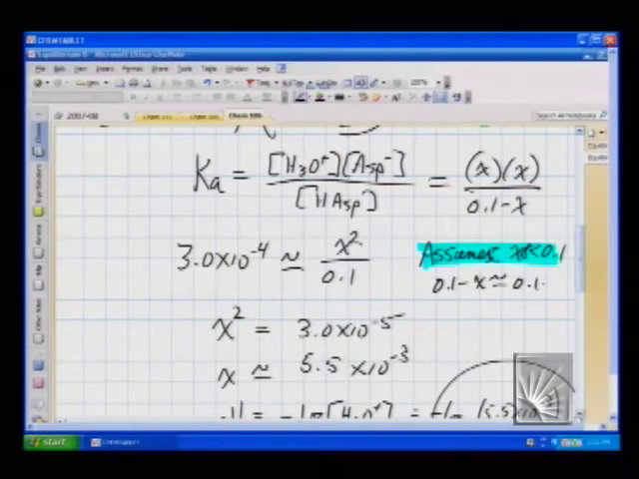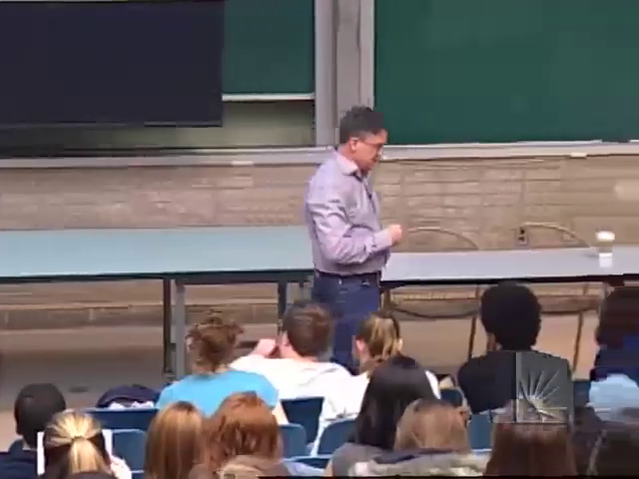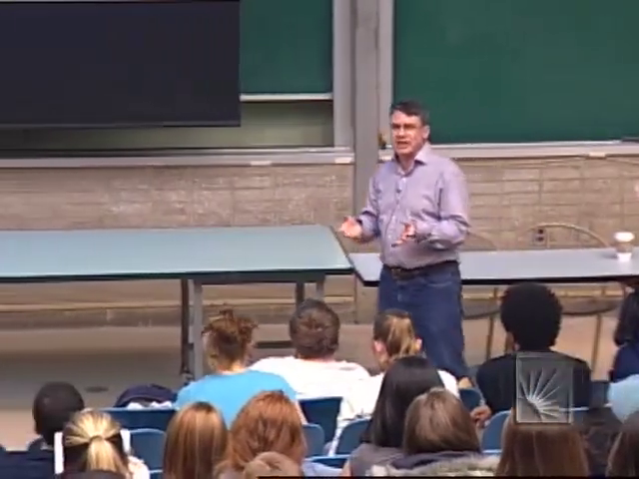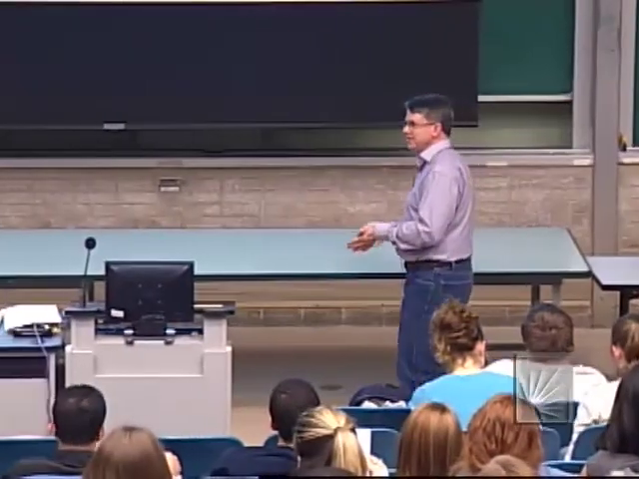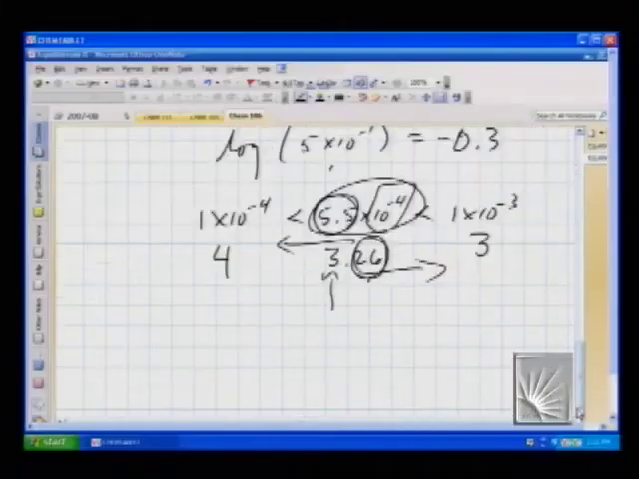How do you know when you can assume that? The rule of thumb, or the book will tell you, is that any time the percent dissociation is 5% or less, you can make that assumption. I'll tell you, always make it. Why? You're going to like this.